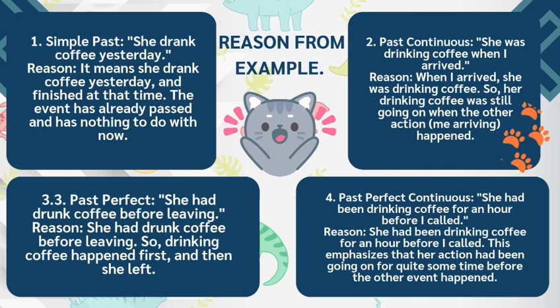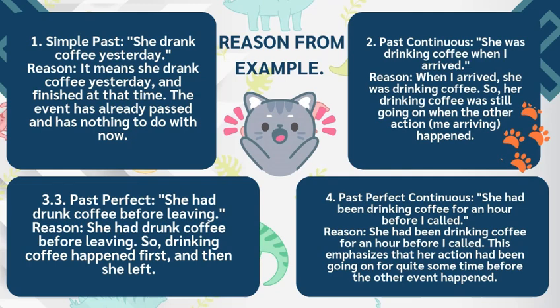The second one, past continuous. Example, she was drinking coffee when I arrived. The reason, when I arrived, she was drinking coffee. So, her drinking coffee was still going on when the other action, me arriving, happened. And the third, past perfect. Example, she had drunk coffee before leaving. And the reason, she had drunk coffee before leaving, so drinking coffee happened first and then she left.